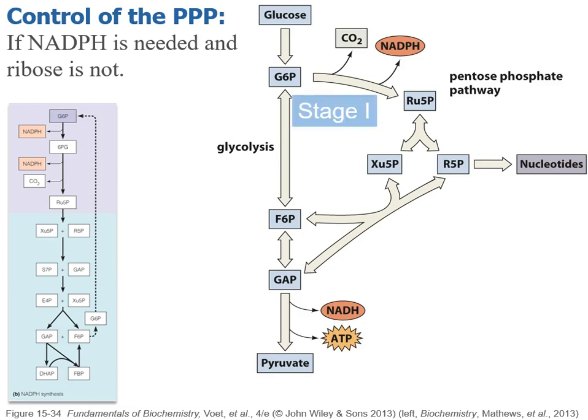Well, hopefully you remember that in stage 1, in a series of 3 reactions, glucose 6-phosphate was transformed into ribulose 5-phosphate, and one of the carbons was oxidized to CO2, and we obtained 2 molecules of NADPH.